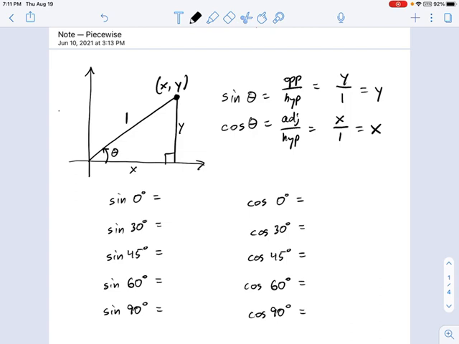And now let's look at these special angles right here. We've talked about these previously in class. You remember that the sine of 0 is 0. The sine of 30 is 1/2. The sine of 45, root 2 over 2. And the sine of 60 is root 3 over 2. And the sine of 90 degrees is 1.